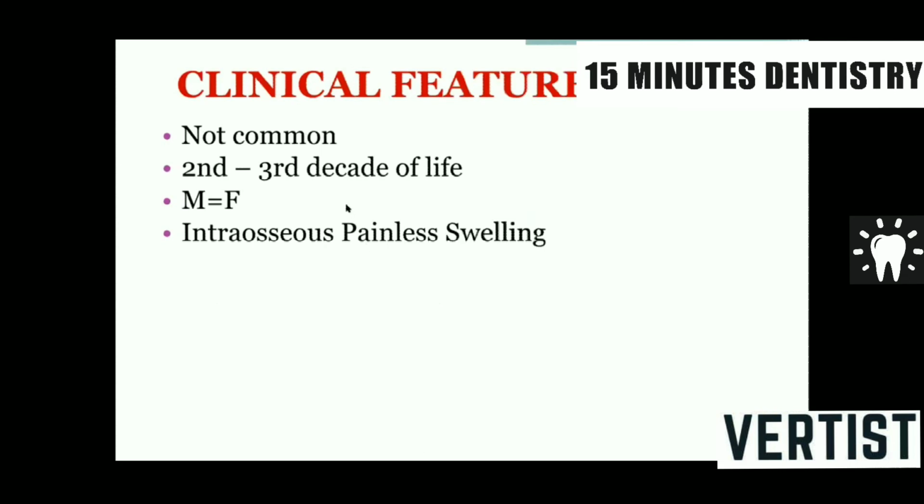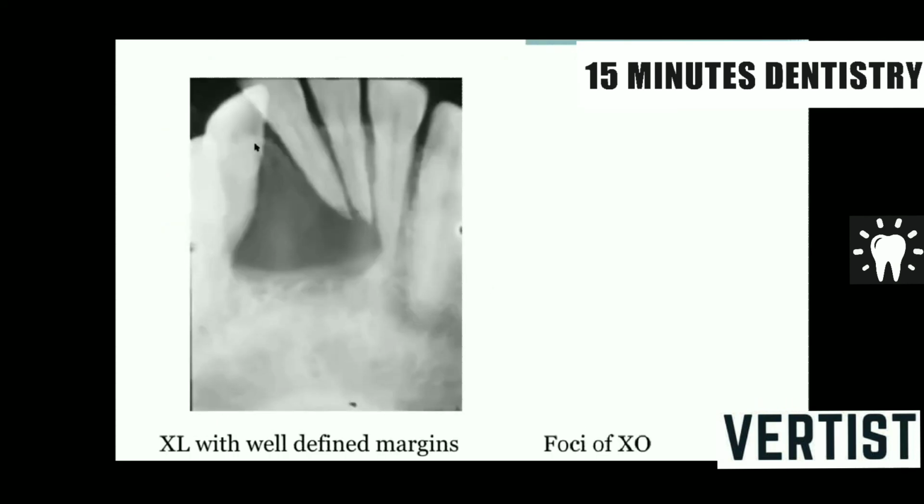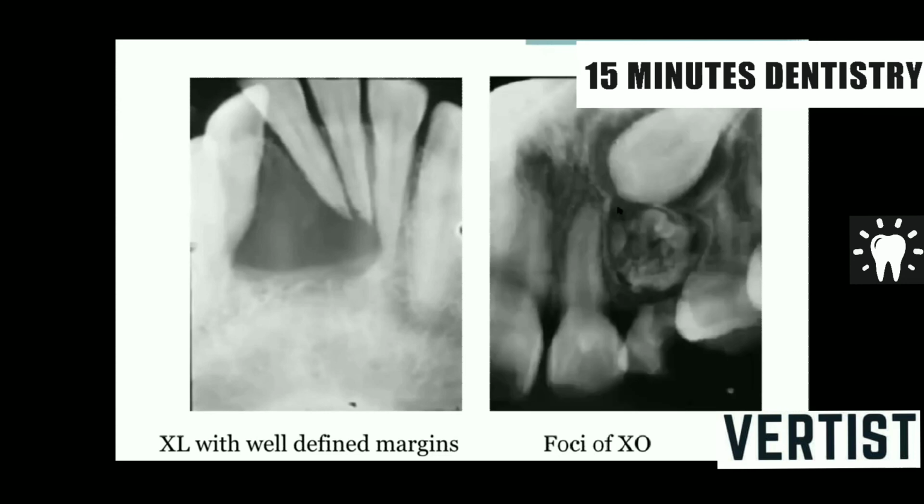It's again common in young individuals during their second and third decade of life, and there is no gender predilection. It's common in both genders equally, and there is intraosseous painless swelling. There is radiolucency with well-defined borders with foci of radiopacities. So something like this, there is a radiolucency. Now here, this is a maxillary COC, where the canine is impacted and there is a radiolucency with radiopacities in it. So it looks like AOT or some other odontogenic tumor.